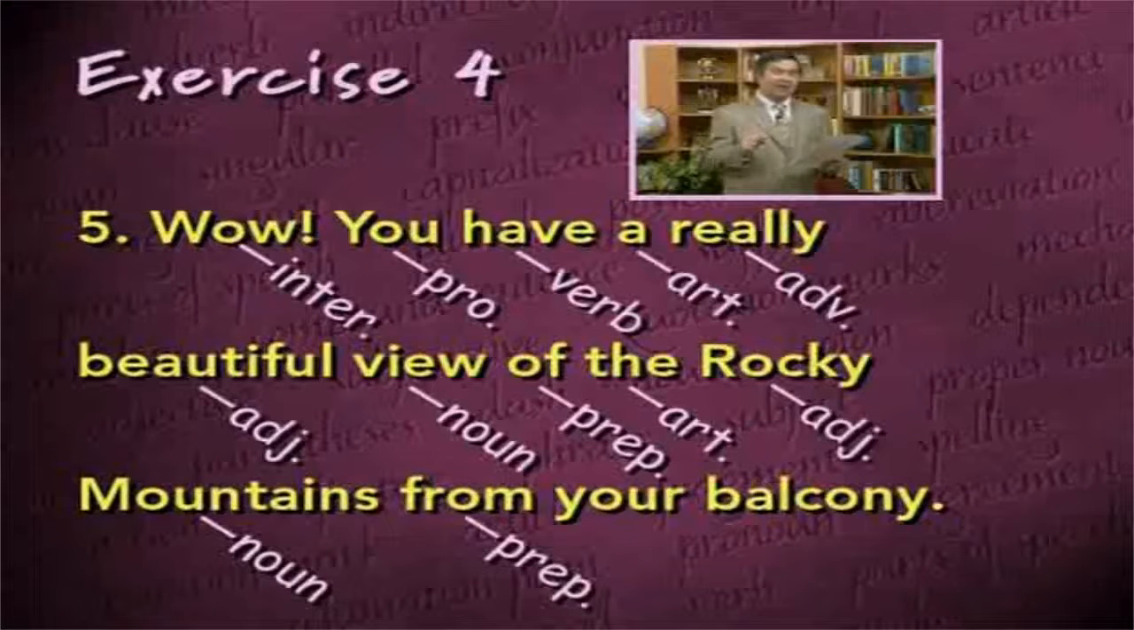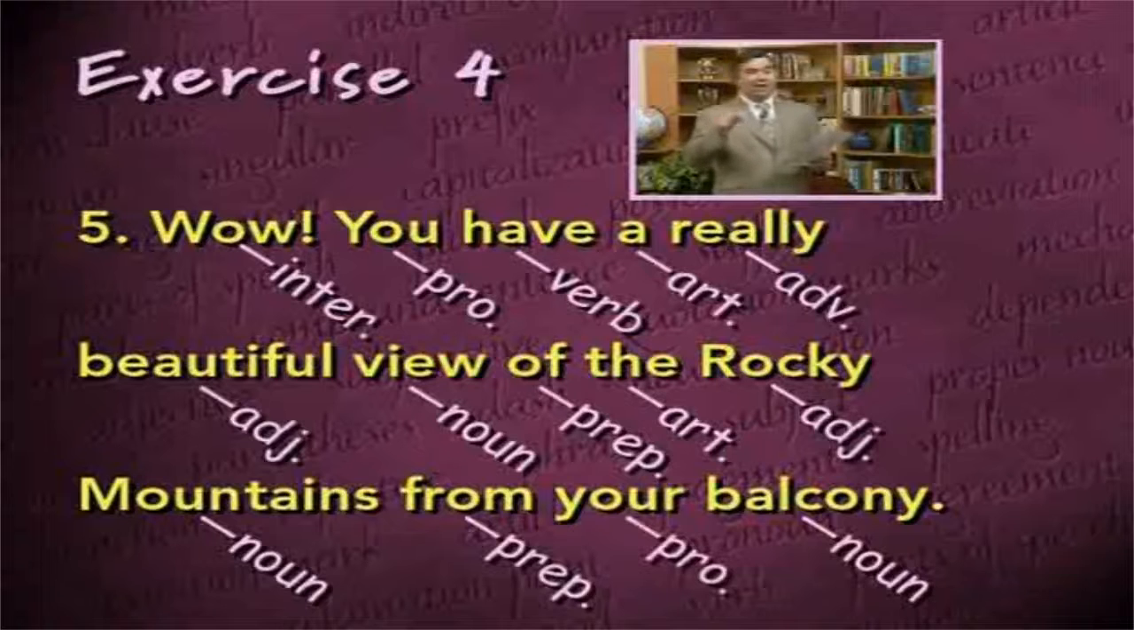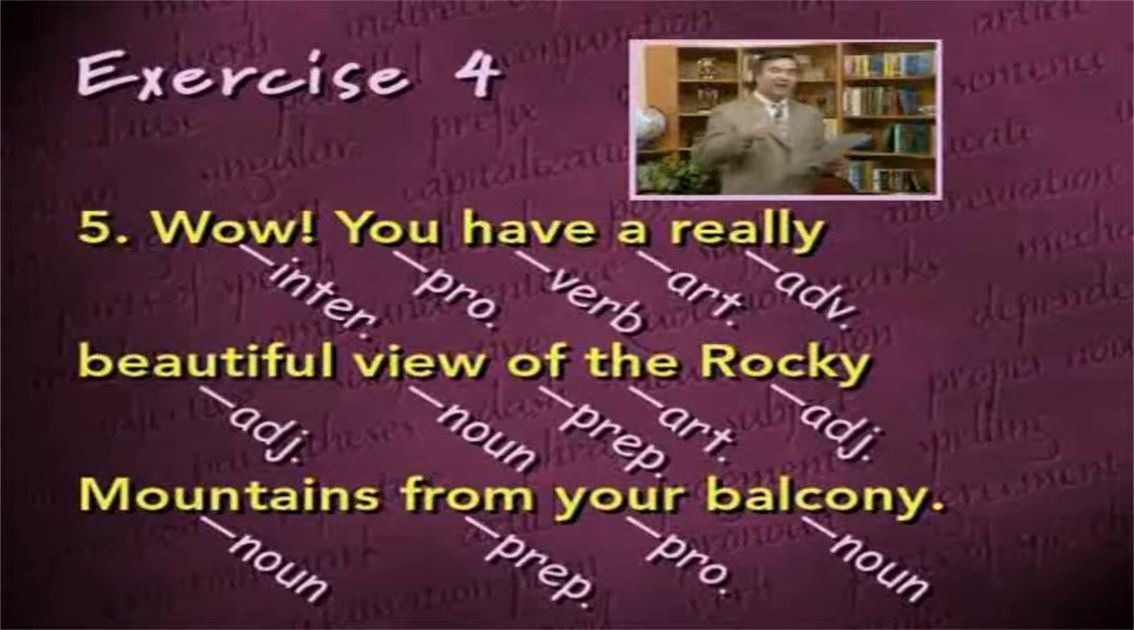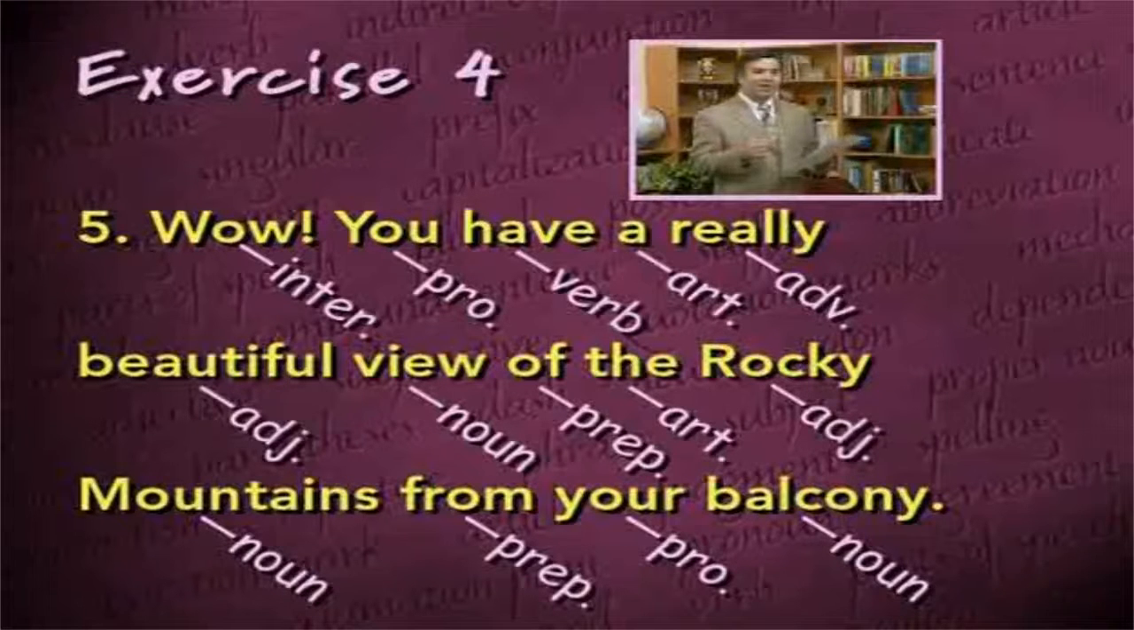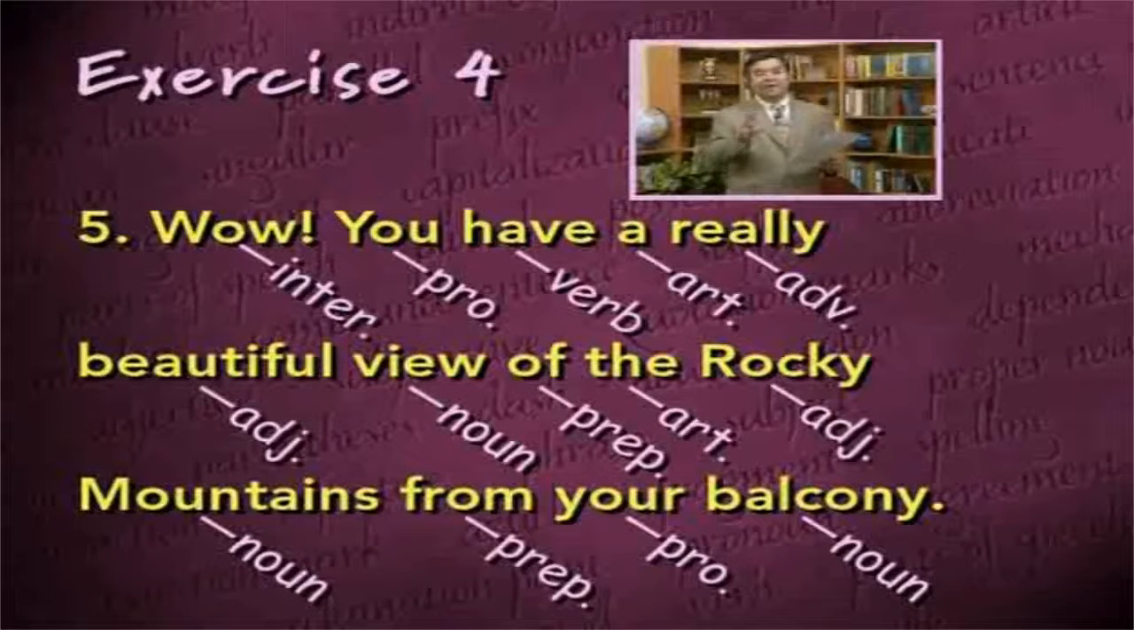From is the preposition, balcony is the noun, and in between we have the pronoun your. Again, it's a possessive pronoun. It tells whose balcony, yours. So the antecedent of that pronoun would be you, the hearer of this sentence. And in effect, the pronoun here acts as a kind of an adjective because it gives a little more information about the noun balcony.